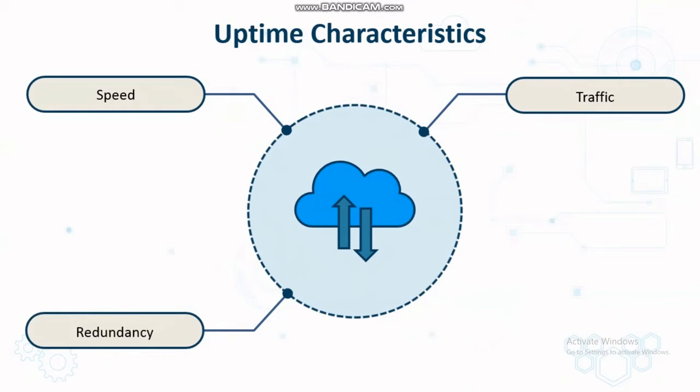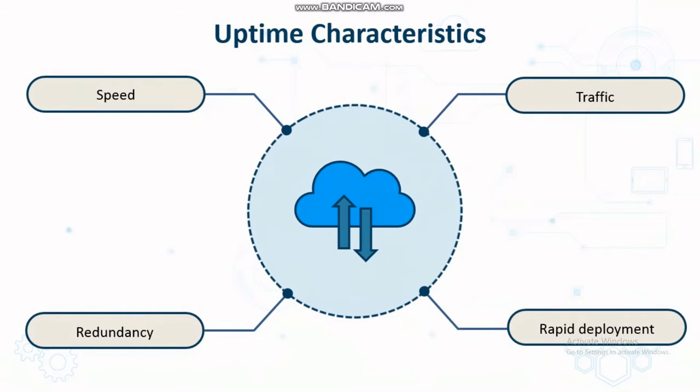Redundancy is the principle that information stored on servers is duplicated on other servers, often in other geographic locations, to ensure that information will be available even if a server goes down. And rapid deployment is the principle that new resources will be made available if traffic demands threaten to overwhelm a server.